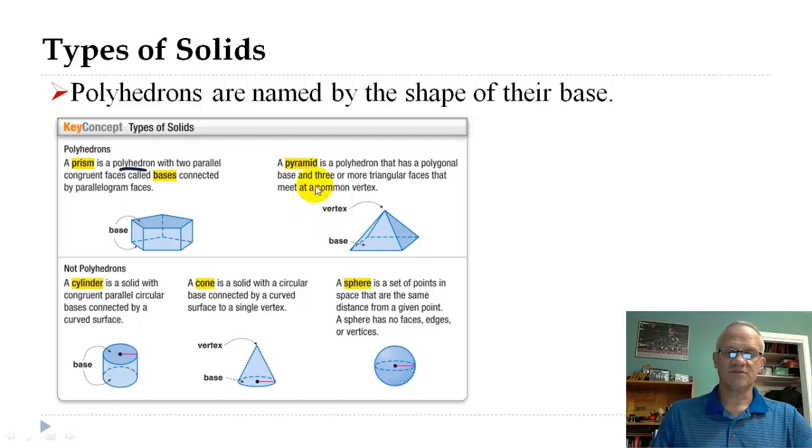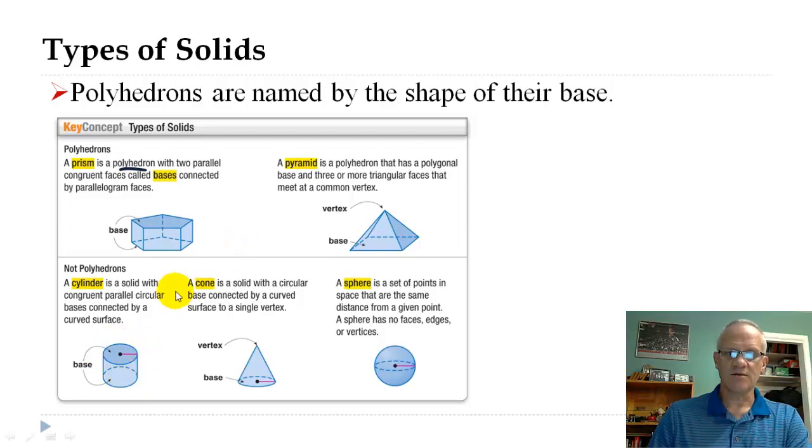Next, we're going to talk about some solids that are not polyhedrons. Okay, first of all is a cylinder, as you can see down here. It has congruent parallel circular bases. So that means it's kind of similar to a prism. It has 2 bases that are parallel. It's just that instead of being a pentagon, they're circles. The 2 bases, top and bottom, are circles. And instead of being connected by all these different flat surfaces that are rectangles, they're connected by a curved surface around the edge of the circle.